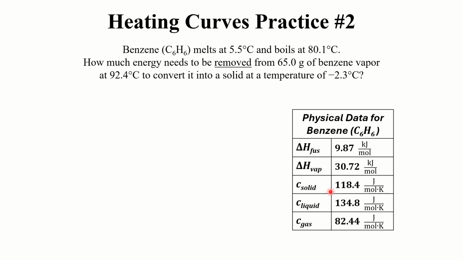All of the information you need is given here as well as in the problem. See if you can come up with the answer. Again, try and make a diagram. Start with your vapor at 92.4 degrees Celsius and work your way backwards down to a solid at negative 2.3 degrees Celsius. I'm going to pause the video and let you give this one an attempt. You might need maybe 10-15 minutes to work this problem through, but give it your best shot. Go back to the work I showed on the previous slides to help you if you need.